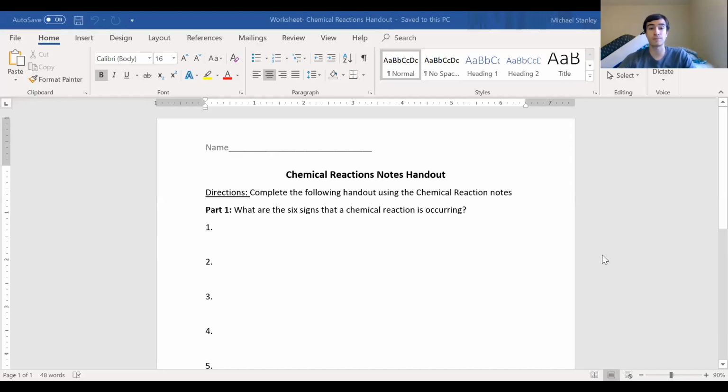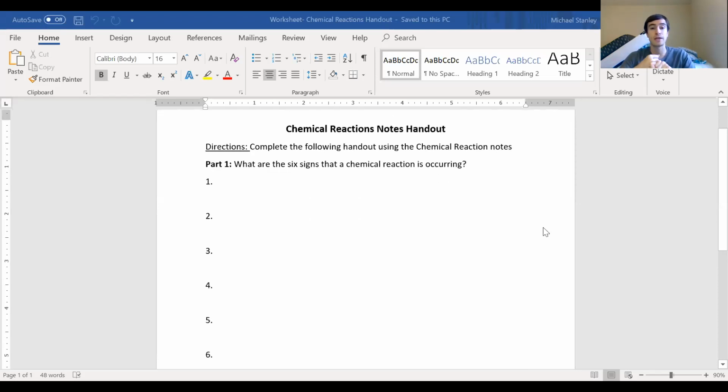So the homework for this chemical reaction notes should be pretty straightforward and follow pretty closely along with the notes that we just went over. So let's take a look at that real quick. The homework for this assignment is the simple chemical reaction notes handout that has two different parts to it. The first part is asking about what are the 6 signs that a chemical reaction is occurring. If you remember early on in the notes, it mentioned 6 different ways that can signal that a chemical reaction is happening.